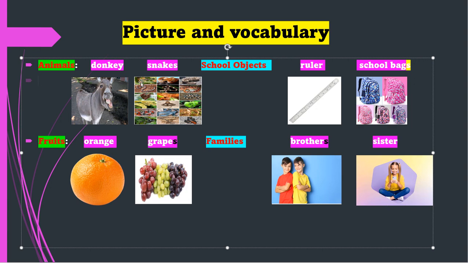Okay, again, class. So first, for the animals, we have donkey and snakes. For fruits, we have orange and grapes. For school objects, we have ruler and school bags. And for families, we have brothers and sisters. So this is the picture and vocabulary of our lesson for today. So thank you and see you, class, for our next lesson.